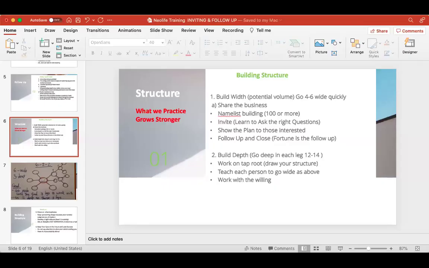You remember two weeks ago, the first week we did policies and procedures, and then last week we did policies and procedures part 2, which is about the relationship between you and other distributors in your team. Okay, let's go to building structure.